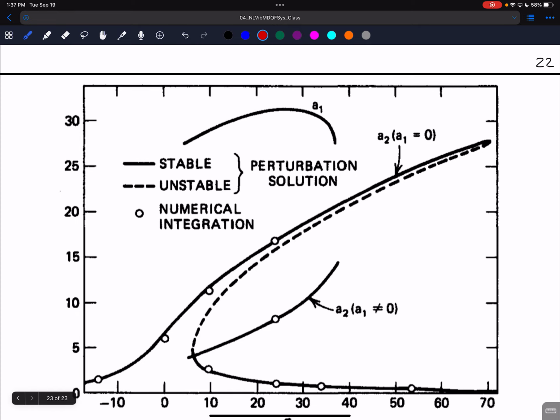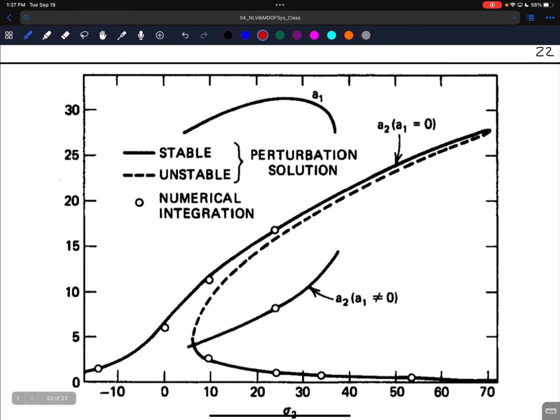Again, taking from Nayfeh and Mook's book and their work. This is the amplitude of A1 in this case. No, I'm sorry, this plot actually shows the amplitude of both modes at the same time. So this curve right here, that is the amplitude of A2, provided that the amplitude of mode 1 is 0. So in this case, you can have a 0 amplitude in mode 1 and then a non-zero amplitude in mode 2.